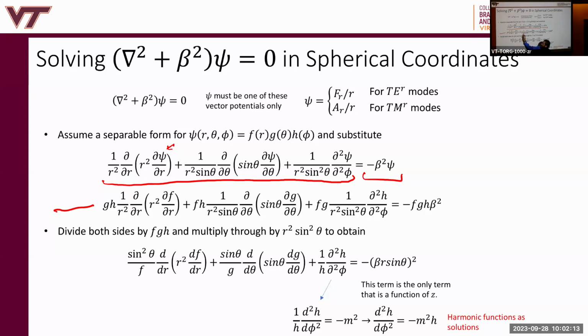So G and H come out, F and H come out of this one, and F and G come out of this one. And that's all equal to minus FGH. You know the story by now. We divide through by F, G and H, and then multiply also by R squared sine theta, and we obtain this differential equation. All right?